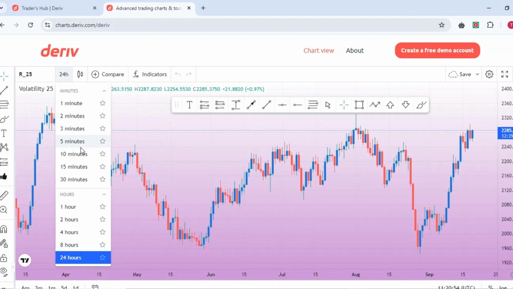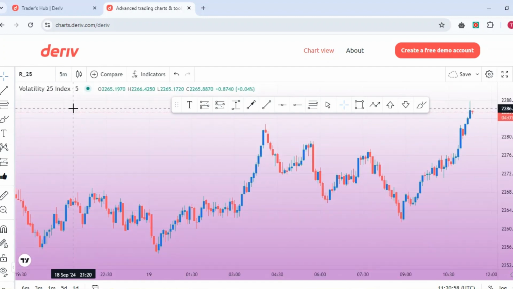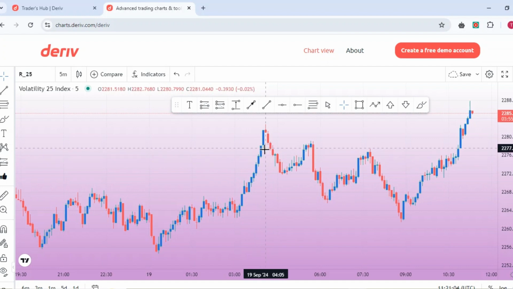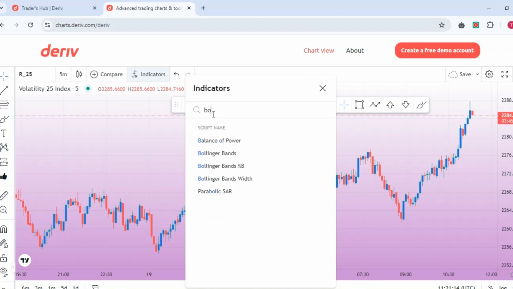When you come to your tab, just change your timeframe to 5 minutes so that each candlestick represents 5 minutes, and the indicator I want you to input today is called Bollinger Bands. Do you see these Bollinger Bands?